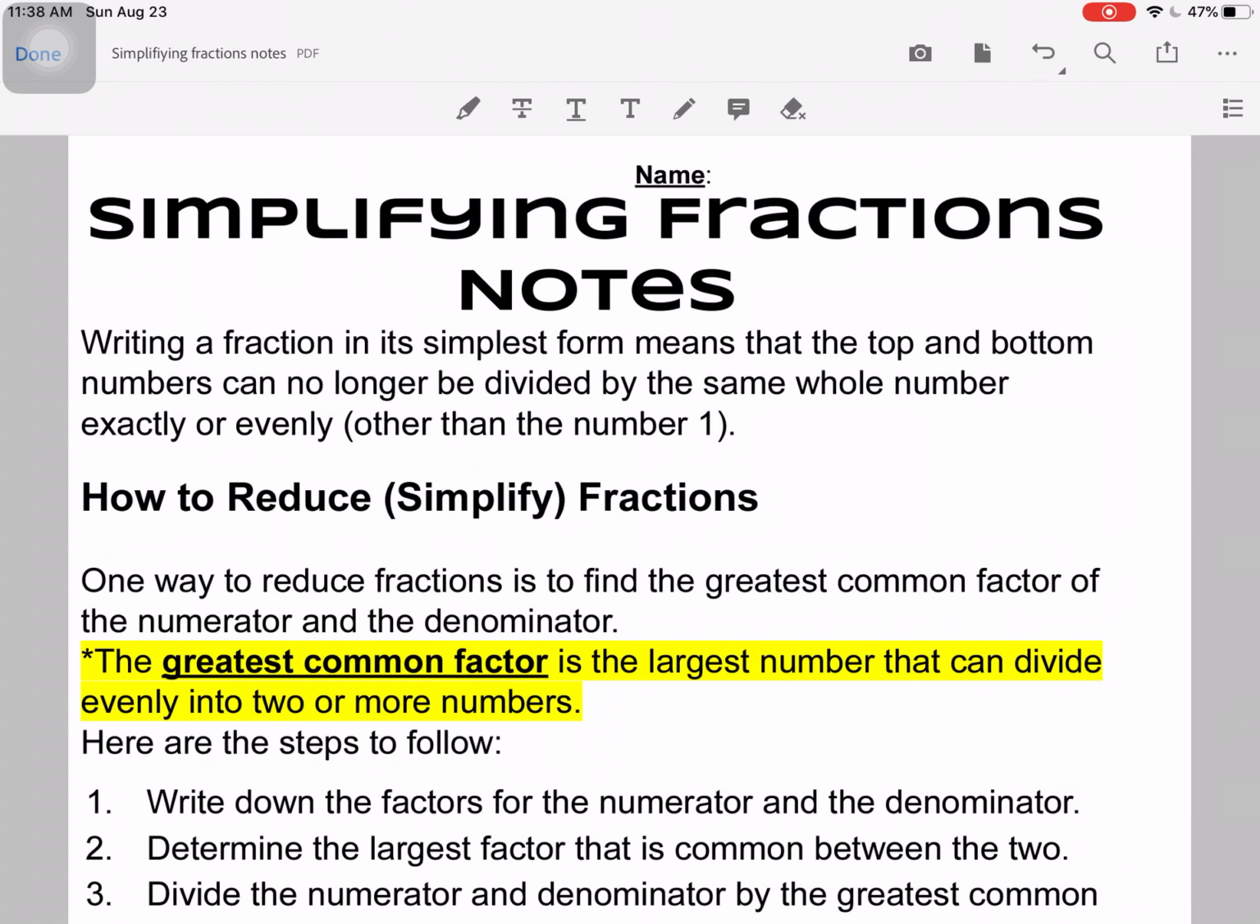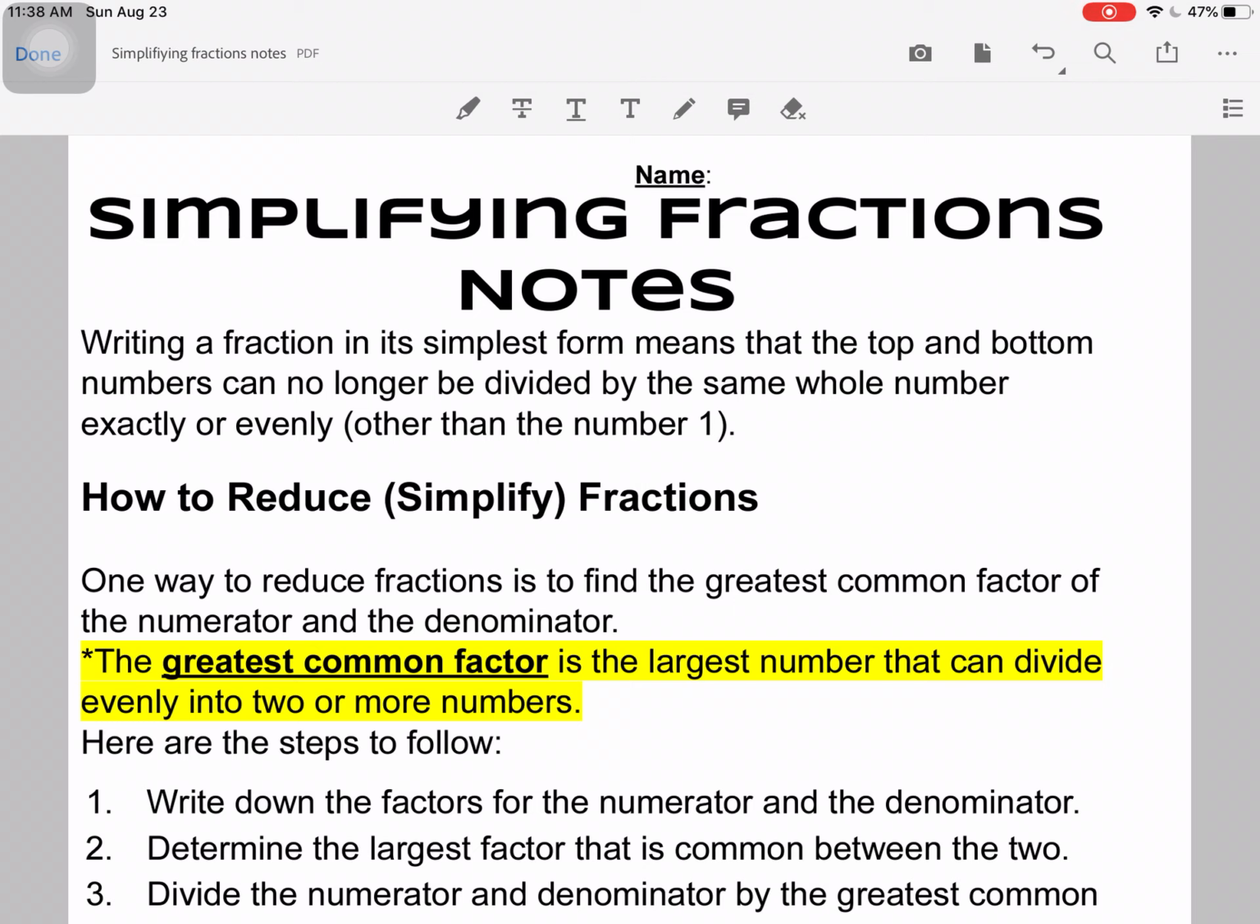These notes are on simplifying fractions. Writing a fraction in its simplest form means that the top and bottom numbers can no longer be divided by the same whole number exactly or evenly, other than the number 1. So how do we reduce fractions?